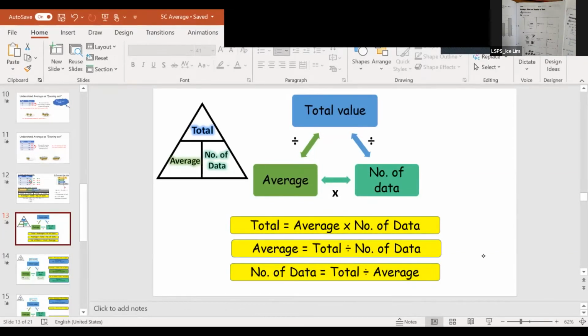Can you understand this triangle relationship? Can you understand this triangle relationship? And can you understand these three equations? Yes. 1, 2, and 3. Now we look at the next.